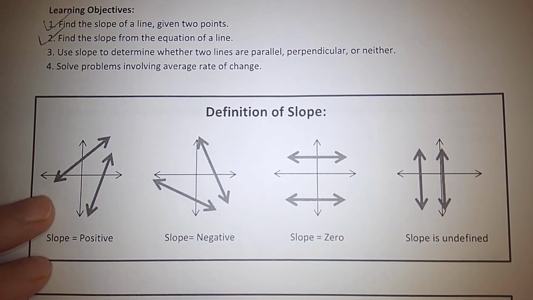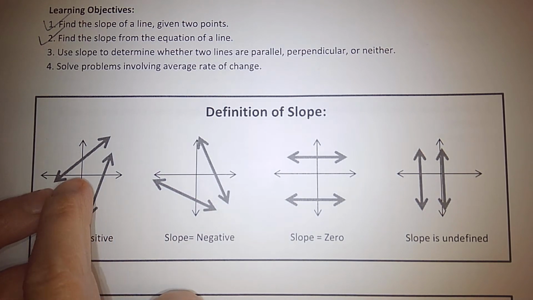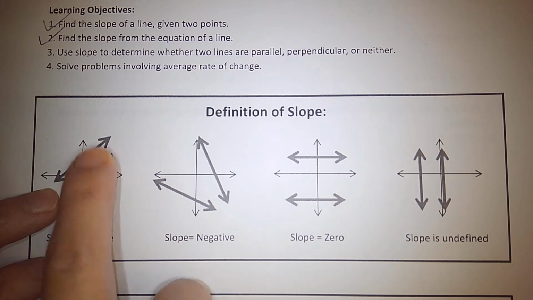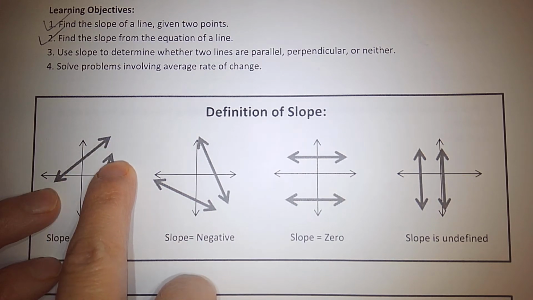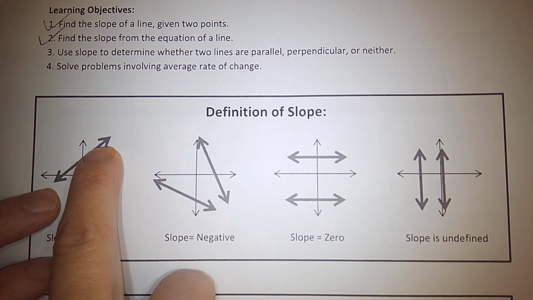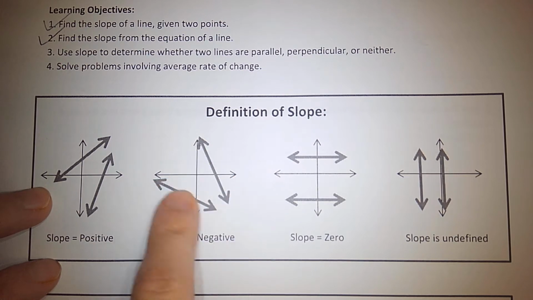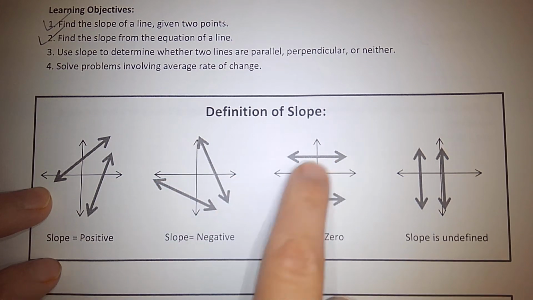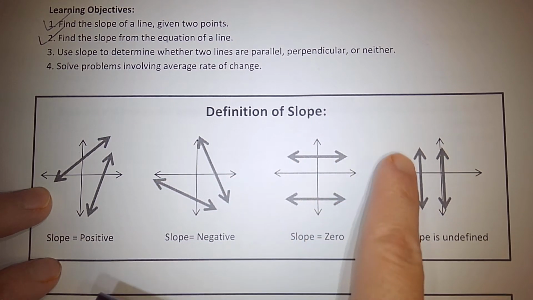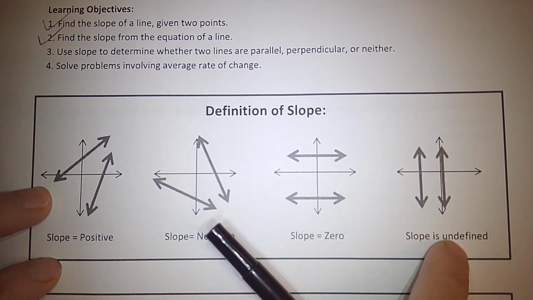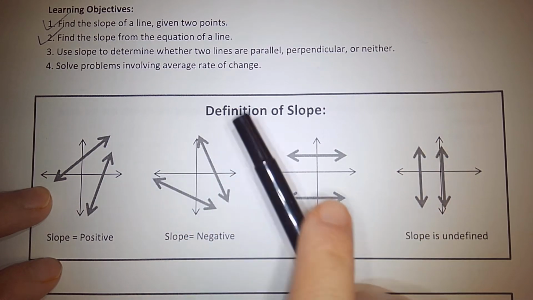How do you understand slope? A slope of a straight line. This straight line has a slope, this straight line has a slope, right? How do you understand the slope? When it goes up, it's positive. When it goes down, it's negative. A horizontal line has zero slope. A vertical line gives us undefined slope. Yes, you're right.